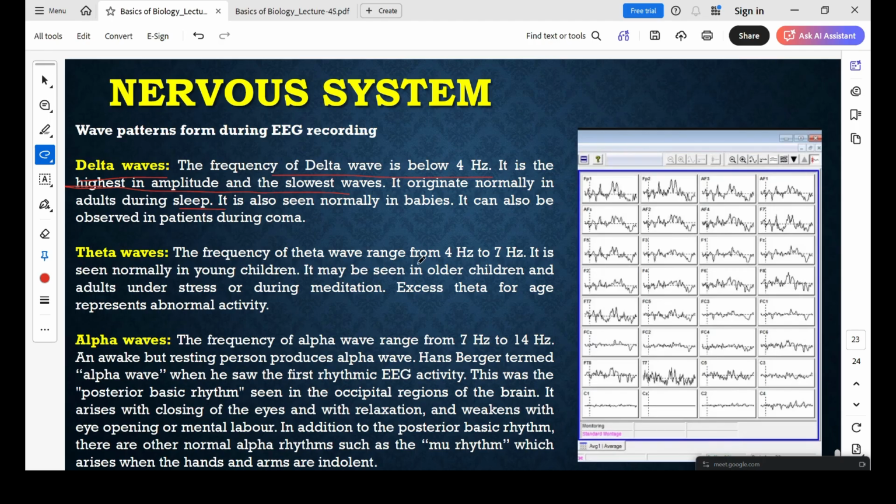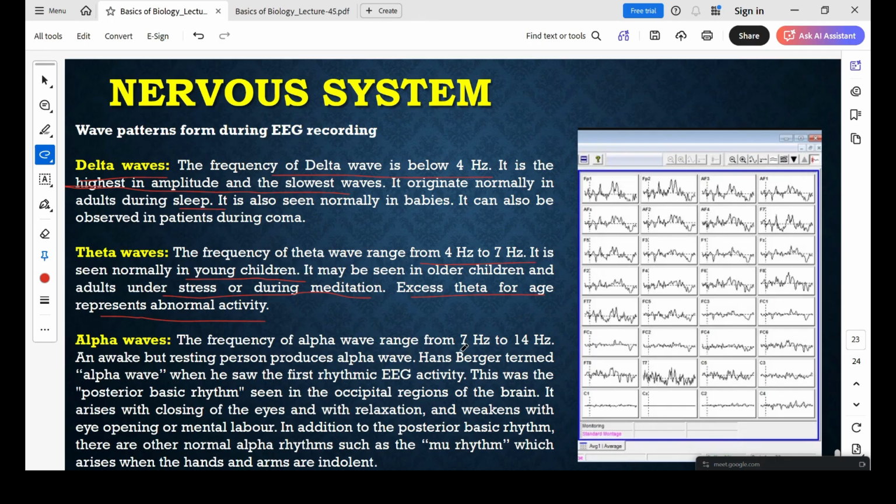Theta waves range from 4 to 7 hertz. It is normally seen in young children, or in adults or older children under stress or during meditation. If there is an excess of theta for a particular age, it represents abnormal activity.